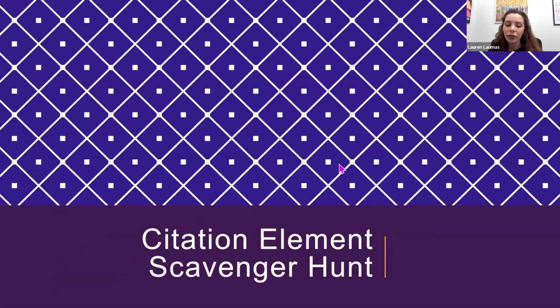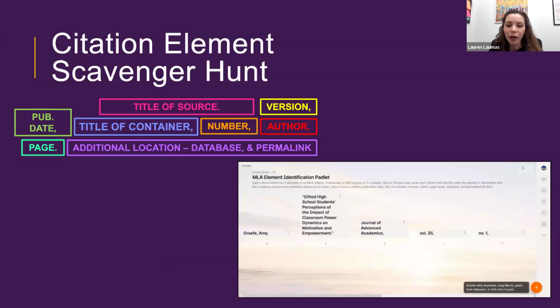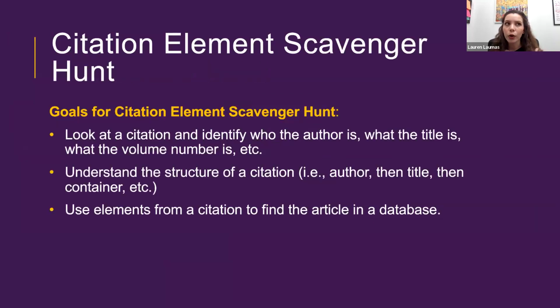And next part, I call it the citation element scavenger hunt. It's probably more exciting than what it really is, but I do like to call it that. Basically, this is a little bit easier, a little bit quicker than having students actually build out a citation. The goal is just for students to look at a full citation and be able to identify what the elements are. So who is the author? What is the title? What's the volume number? Things like that.